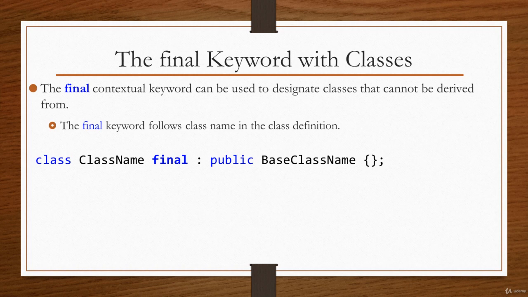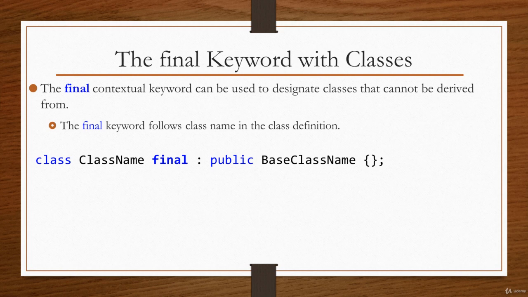Just like the override keyword, the final keyword is also a contextual keyword, and it can be used to designate classes that cannot be derived from. If you try and derive from a class that is specified as final, then you'll get an error. The final keyword follows the class name in the class definition. As you can see in this example, we have class, some class name, and then final.